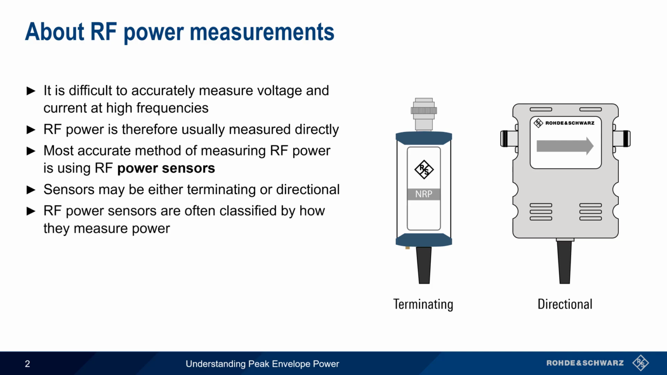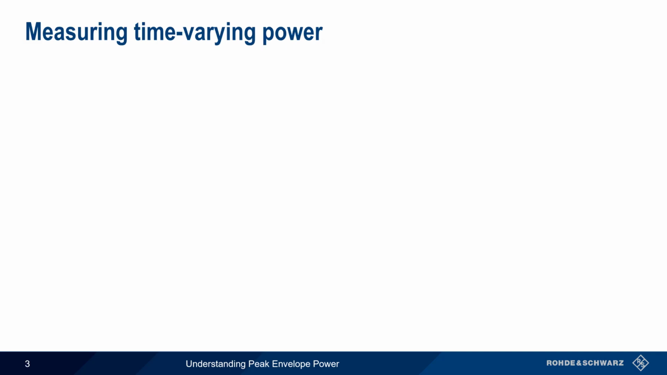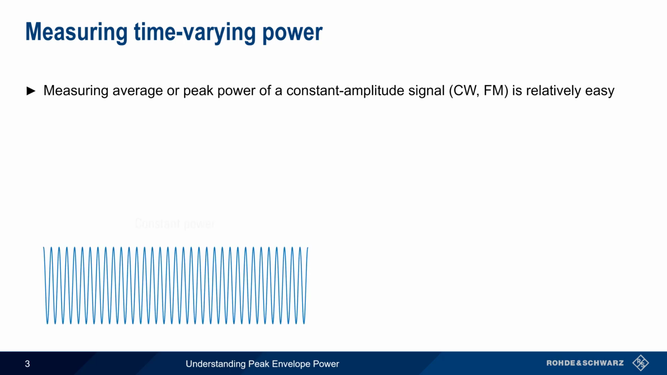RF power sensors are often categorized by how they measure power, for example, thermal, average power, diode, etc. And the type of sensor will affect things such as its accuracy, power measurement range, frequency range, measurement speed, etc. Regardless of sensor type, it's relatively easy to measure the average or peak power of a constant amplitude signal, such as an unmodulated or CW signal. And in this case, the average power and the peak power will be the same.